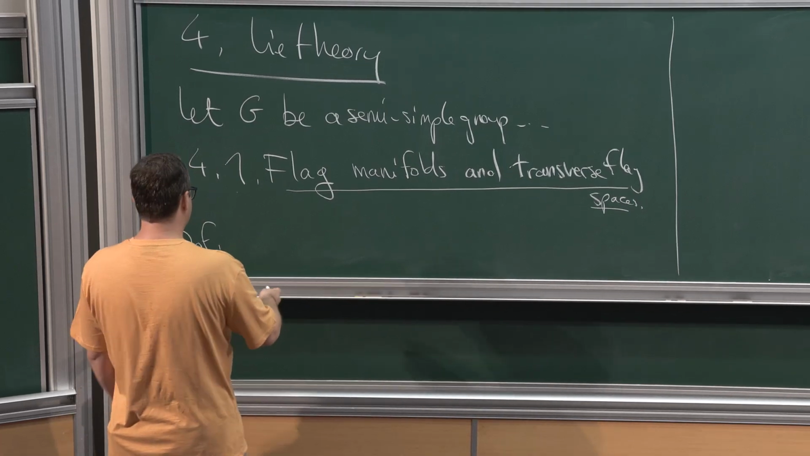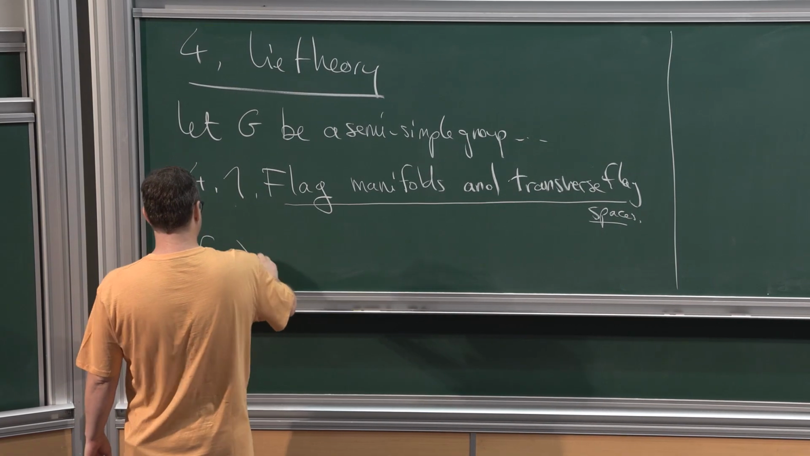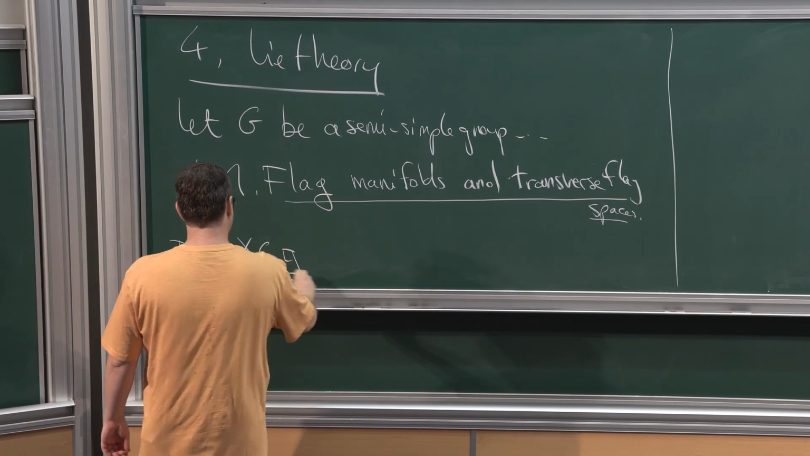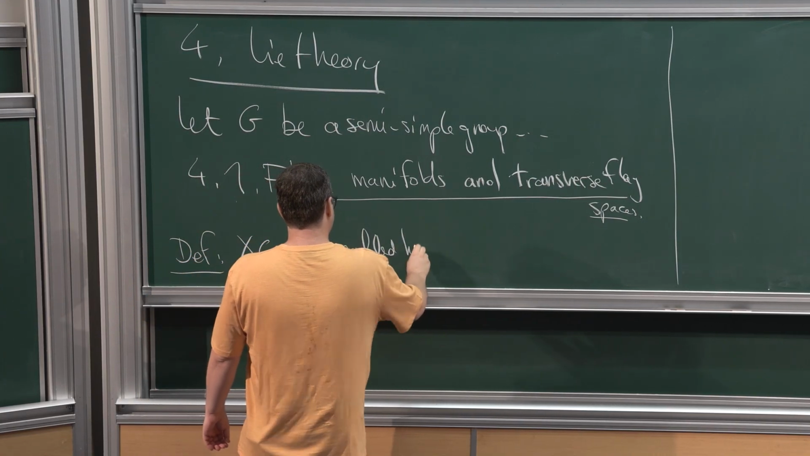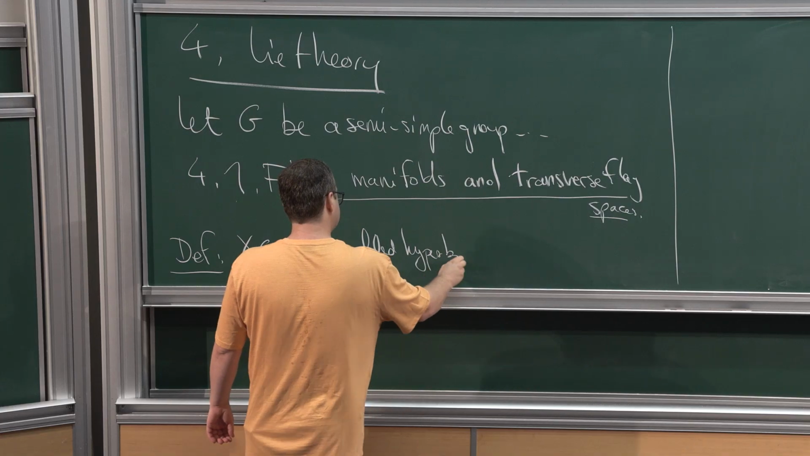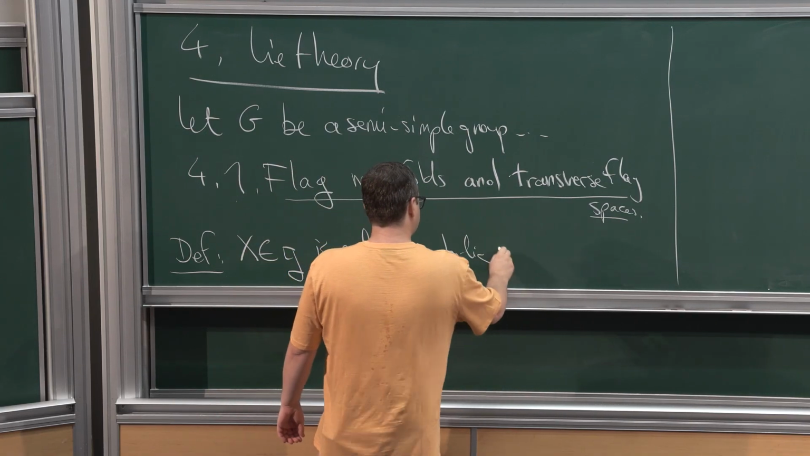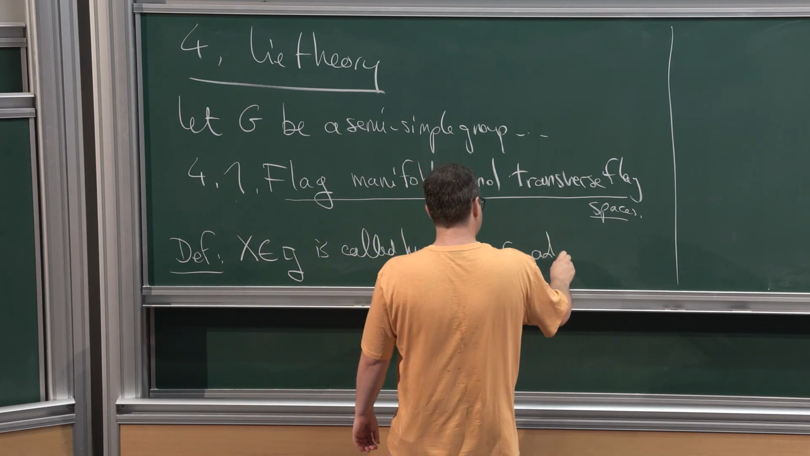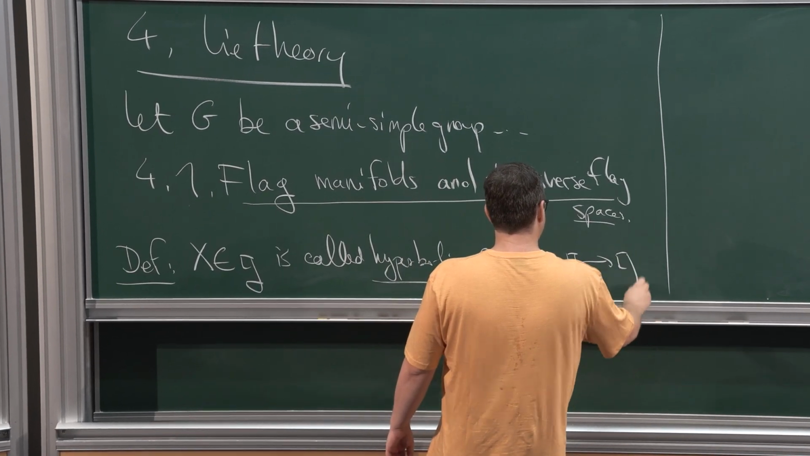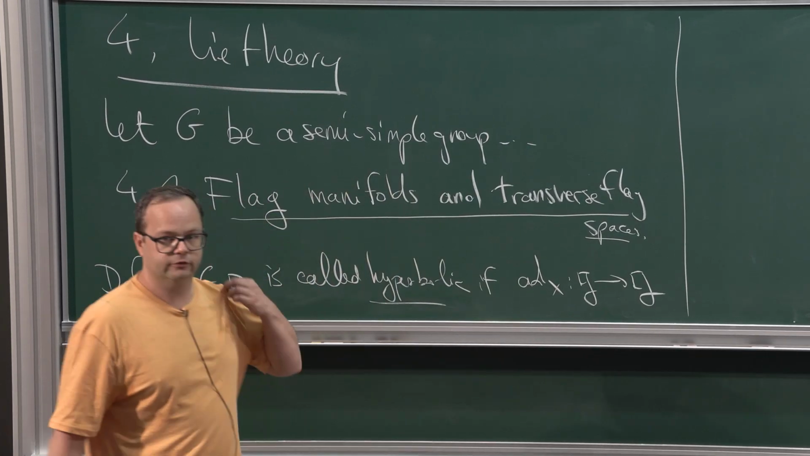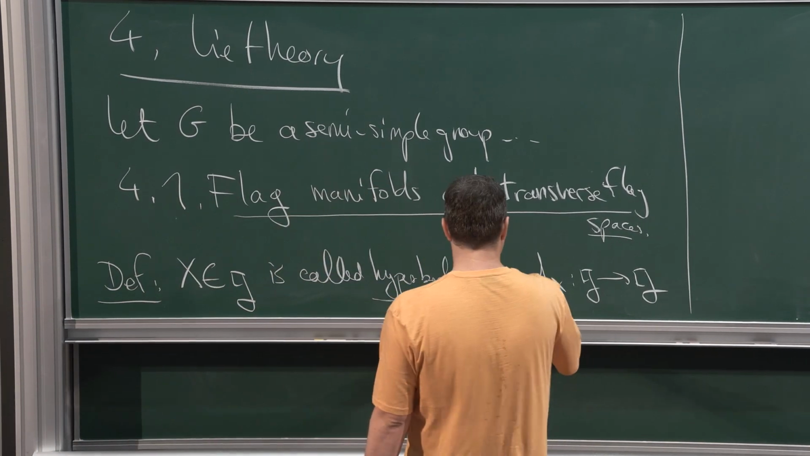So we'll be considering hyperbolic elements of the Lie algebra. So an element x in the Lie algebra of G is called hyperbolic if the adjoint map of x is diagonalizable over R, or R-split, if you'd rather say.